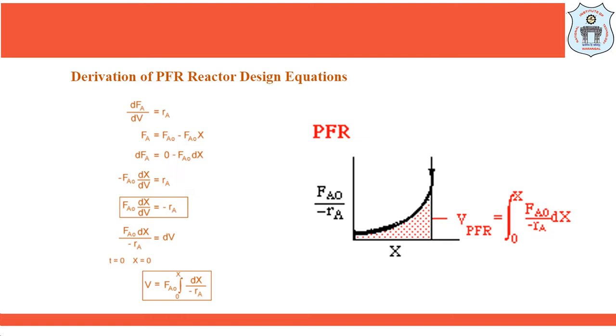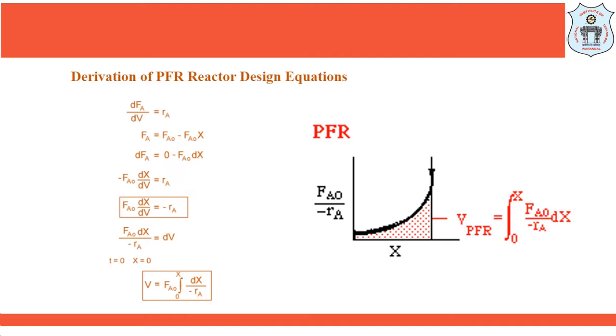In the ideal plug flow reactor, the theoretical detention time is the same as the measured or actual detention time, where V is the volume of the reactor and Q is the volumetric flow rate. So the theoretical detention time is equal to the actual detention time for a plug flow reactor.